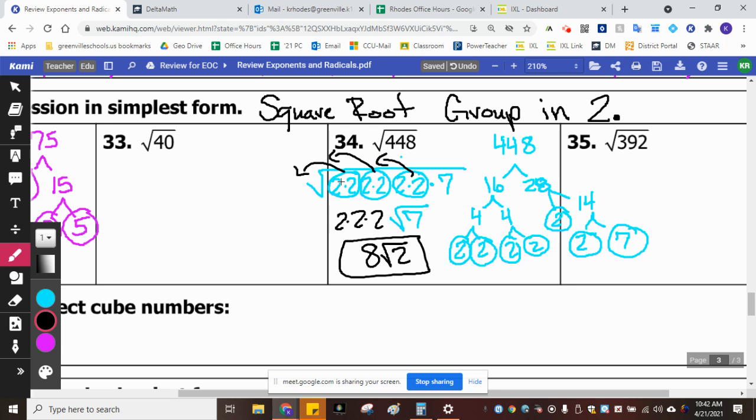Because 2 times 2 is 4, and the square root of 4 you know is 2. So that's why 2 comes on the outside. 2 times 2 is 4. The square root of 4 is 2. Oh, yeah. Thank you. My bad. I was completely wrong. Sorry.